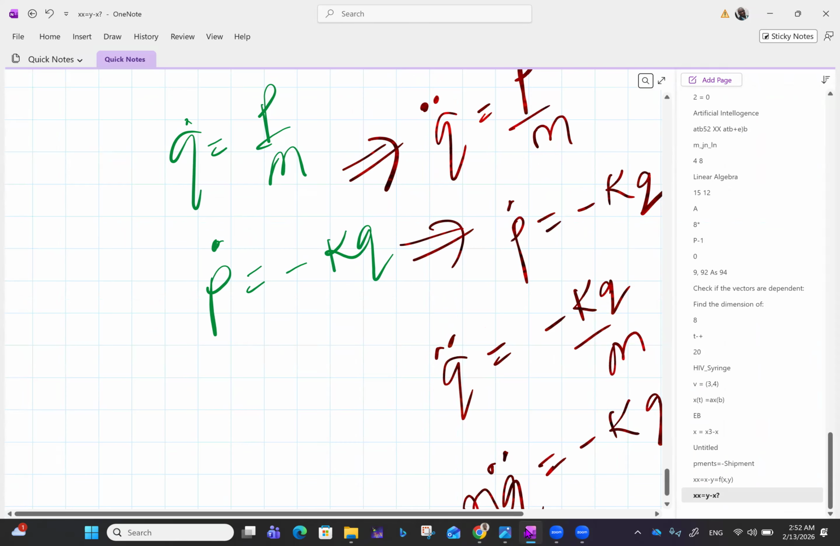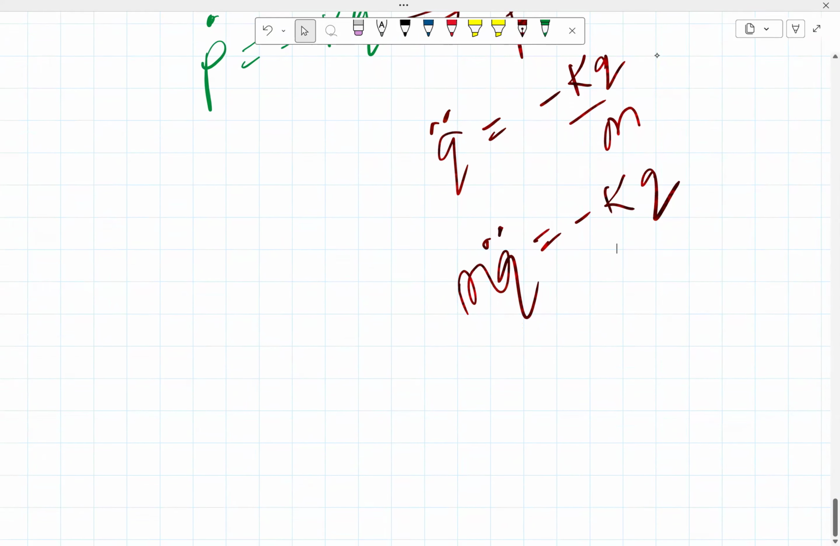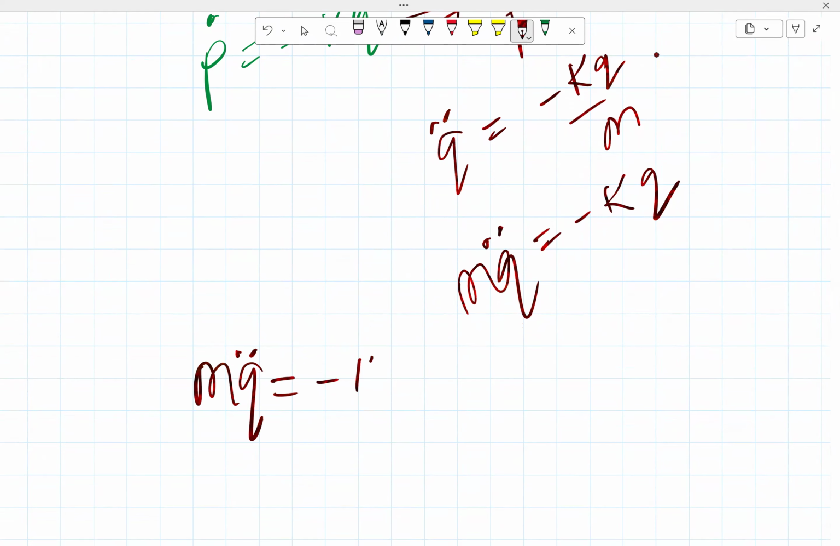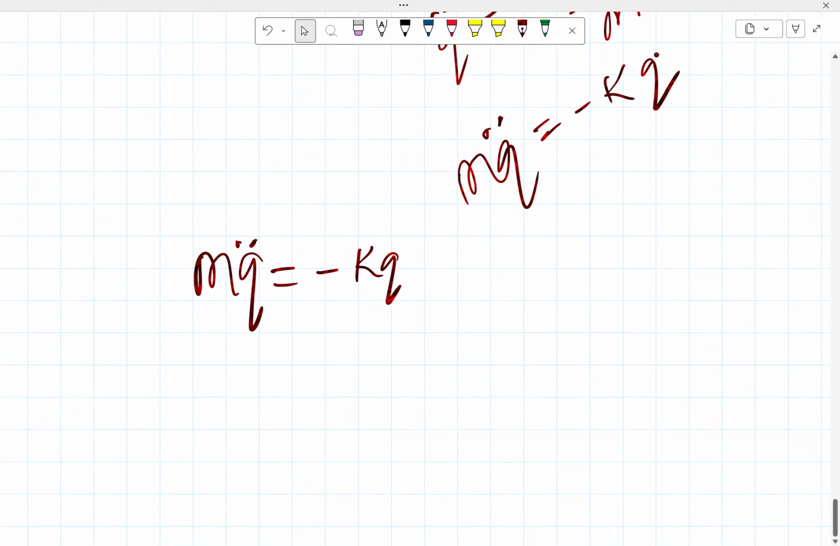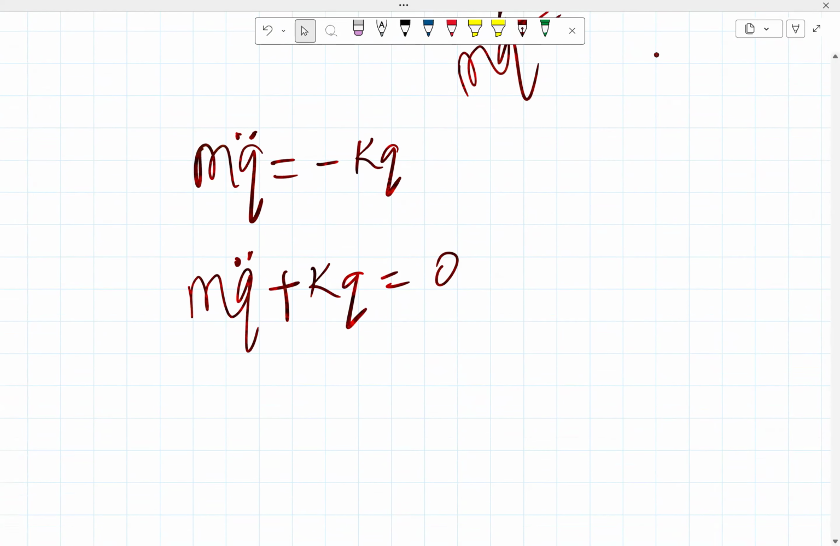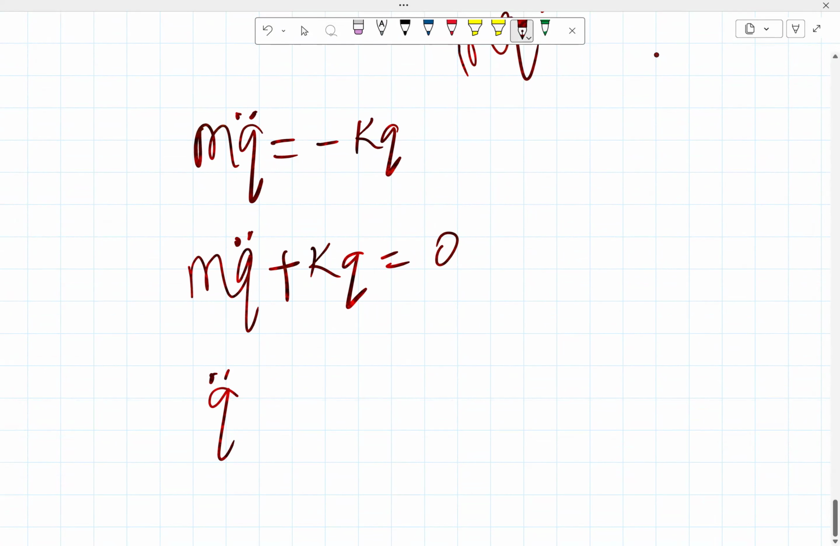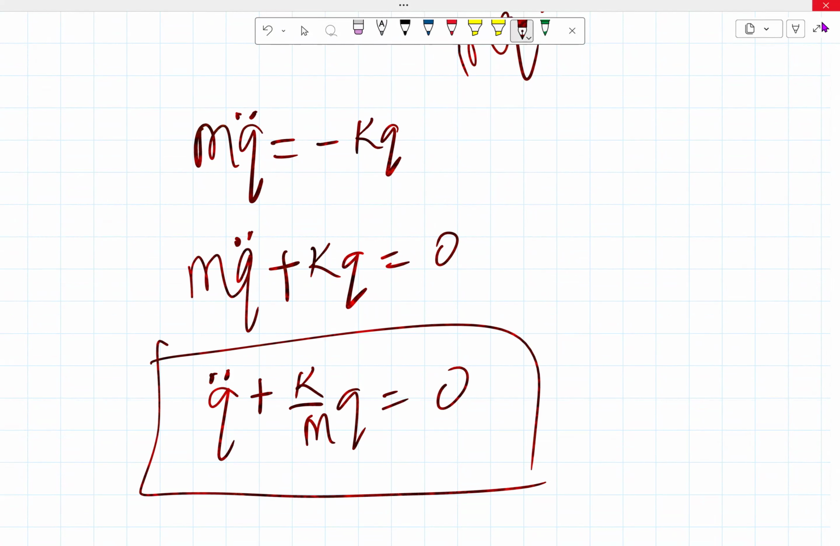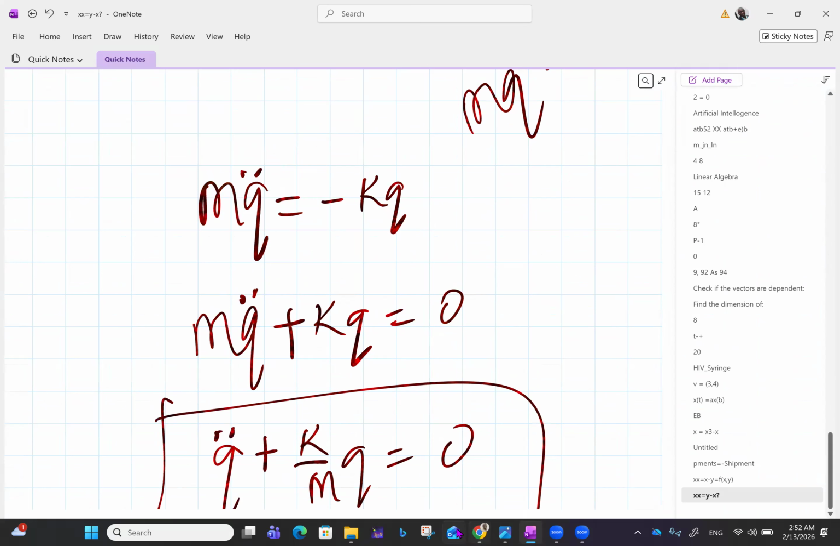Okay. So Q dot dot now. We want to get Q dot dot together. So if you have MQ dot dot equals minus KQ, that means we have MQ dot dot plus KQ equals 0. If we divide through by M, we have Q dot dot plus K over MQ equals 0. So we have converted that equation into a second order differential equation.